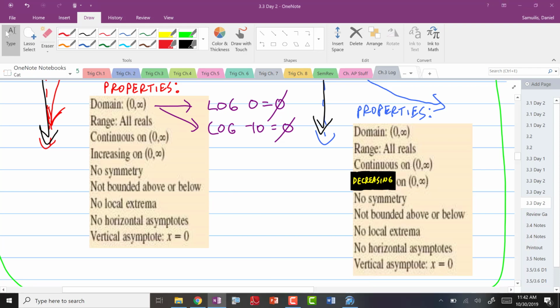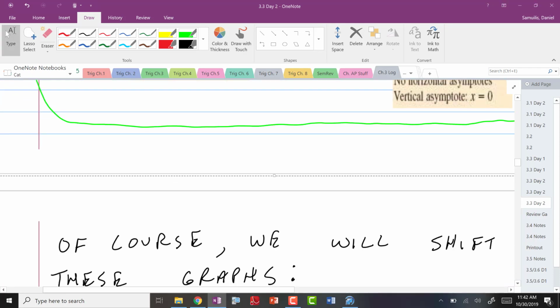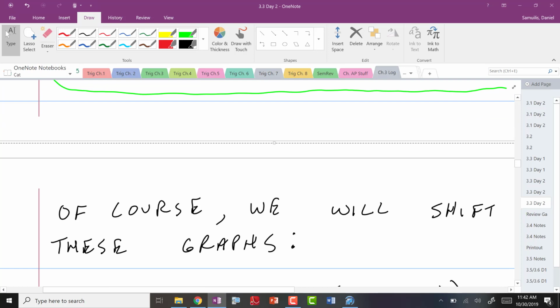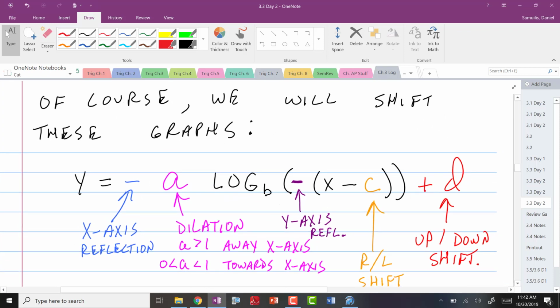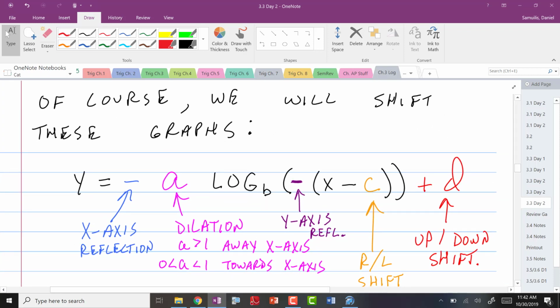All right, so we're still going to graph by input-output. Oh, I'm sorry. And of course, those are the parents. And the parents make babies. And those babies always have little variations. That's called genetics, right? No, never mind.